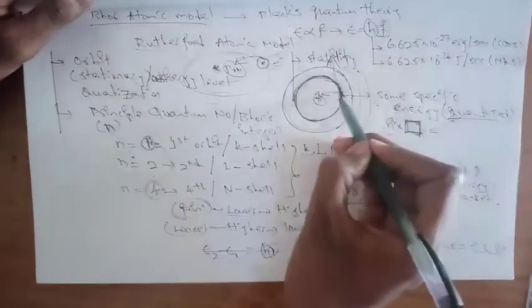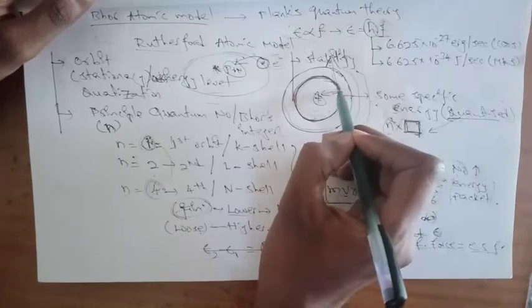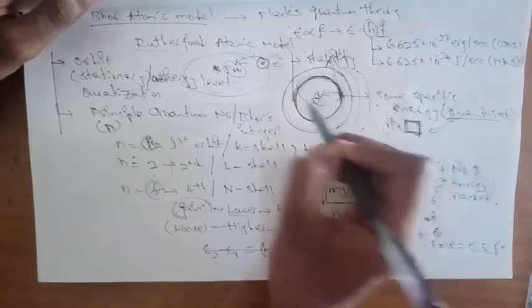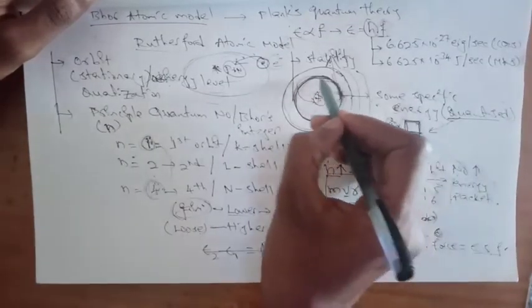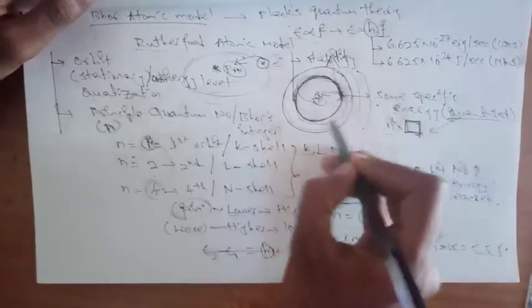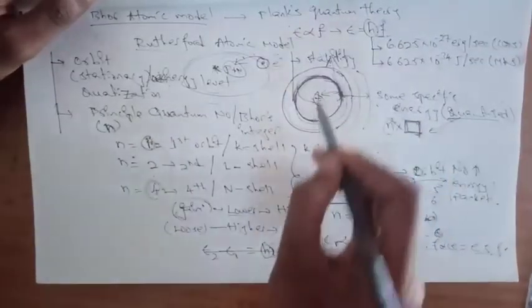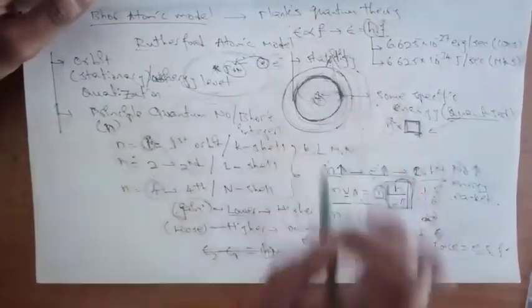So that means the electron will never fall into the nucleus. It will constantly rotate in that orbit only.